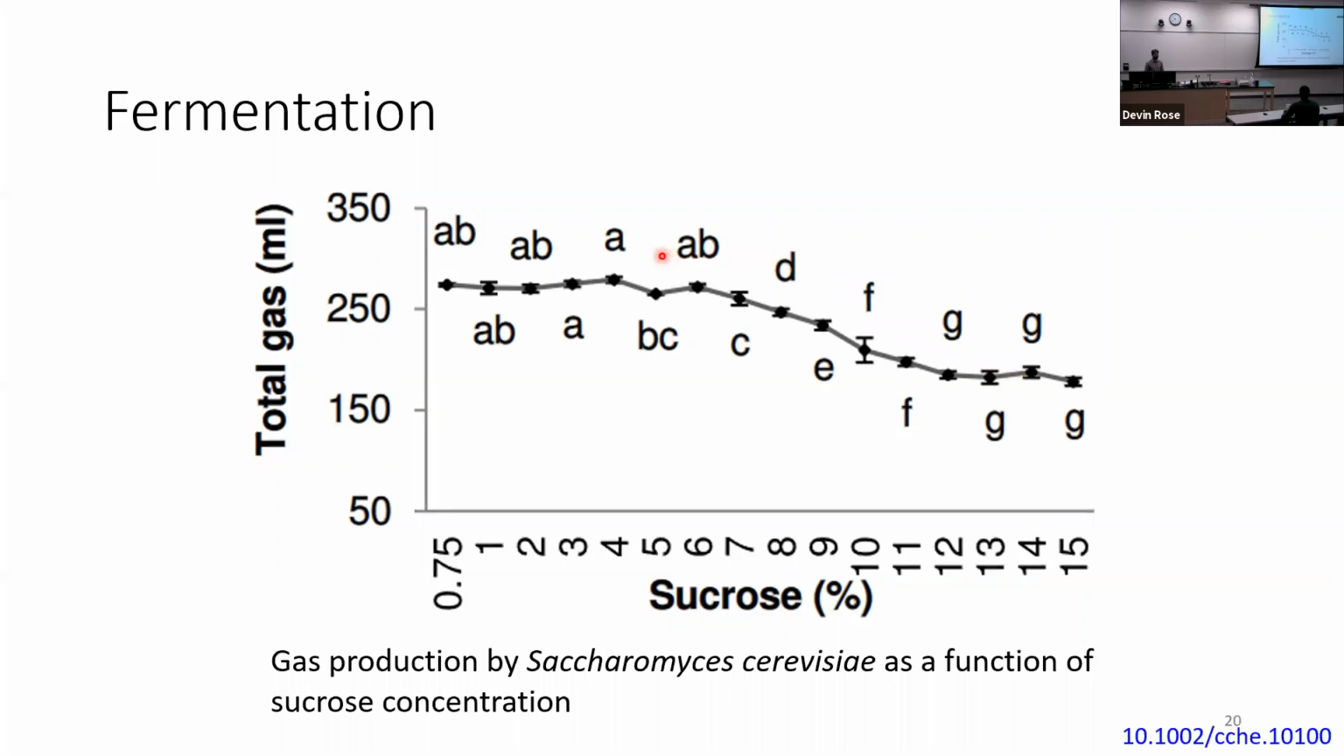Sandwich breads and stuff are typically going to be down here, somewhere between 5 and 8%, so that we have a lot of sugar there for the yeast to metabolize, but not so much that the metabolism is slowed down.